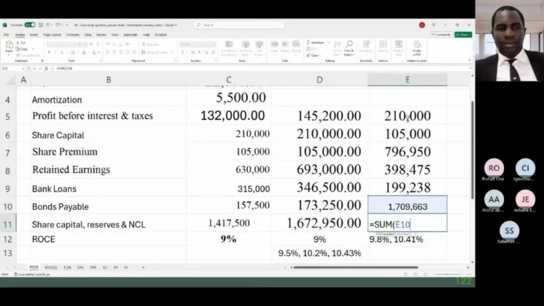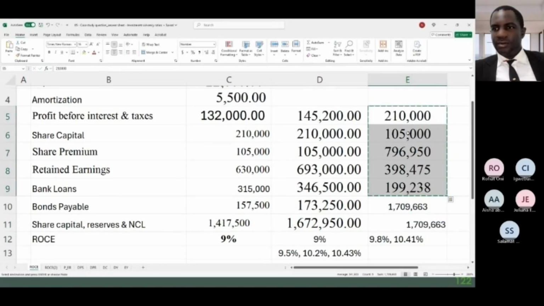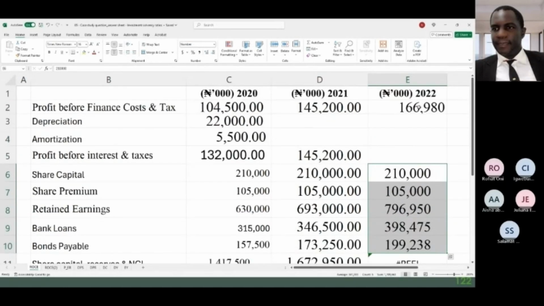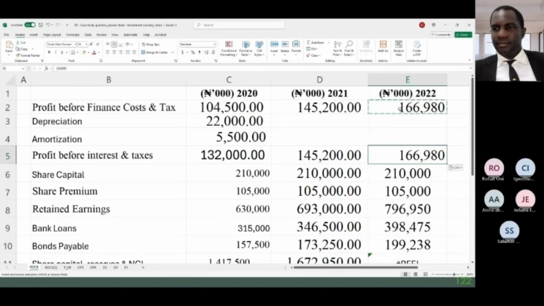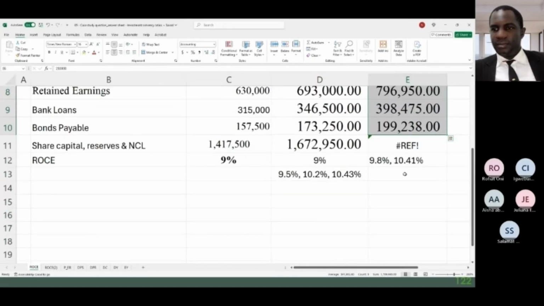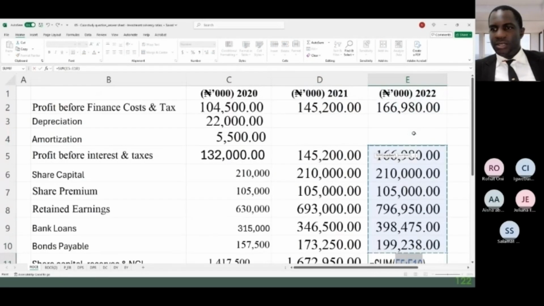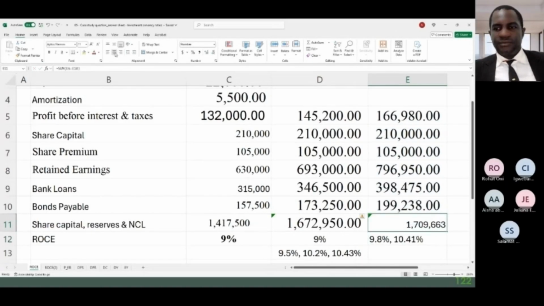Oh, I think I'm getting something wrong here. Okay, it's the formatting. I picked the figures to the wrong places. So I pick 166,980 here. Pick this here. Okay, so our total liability amount is 170.